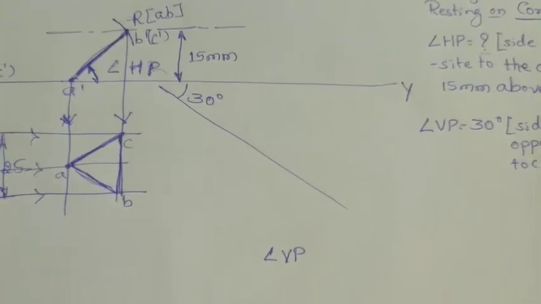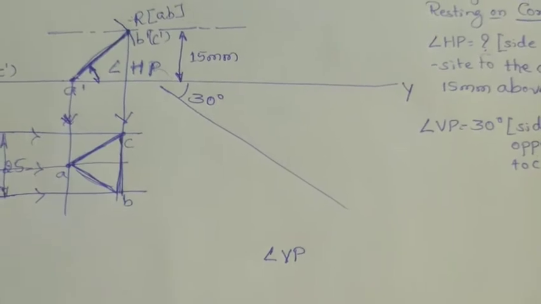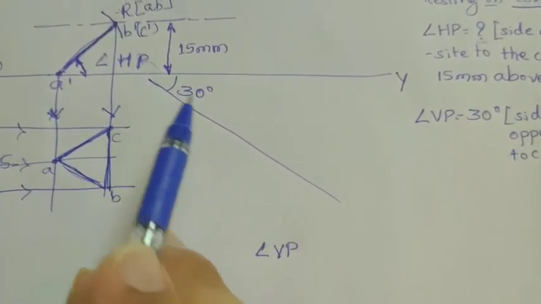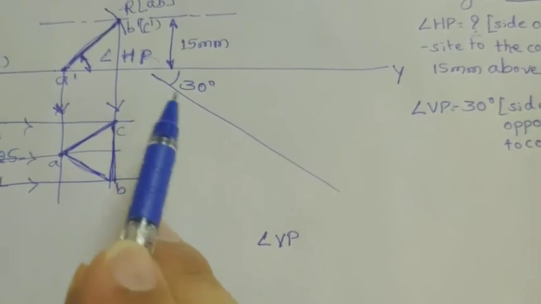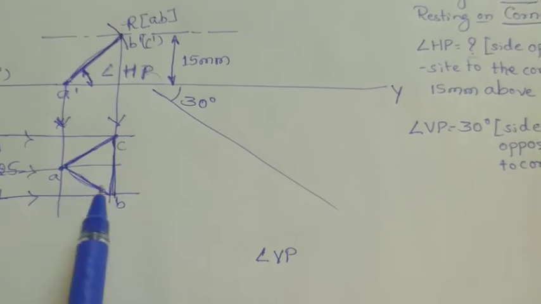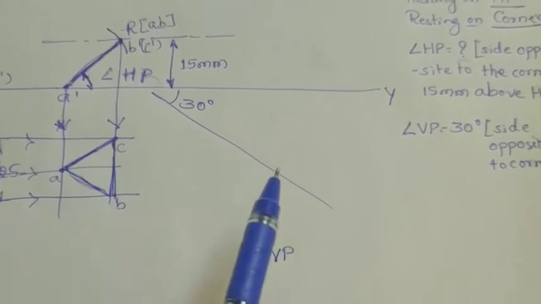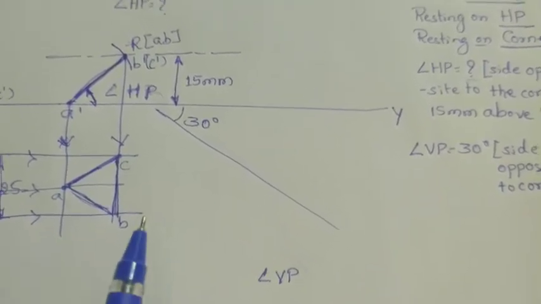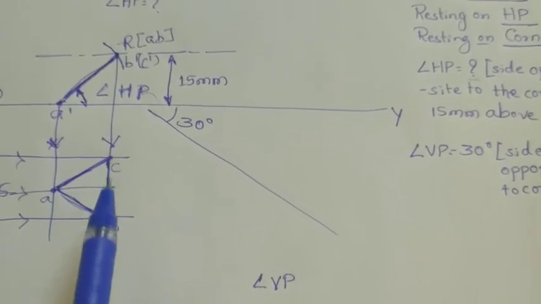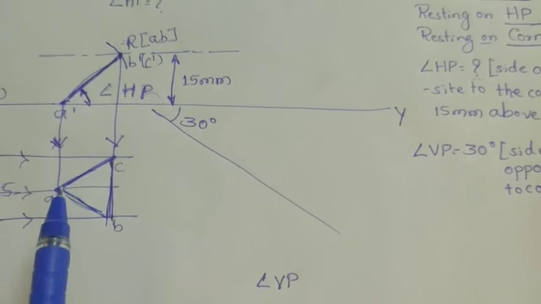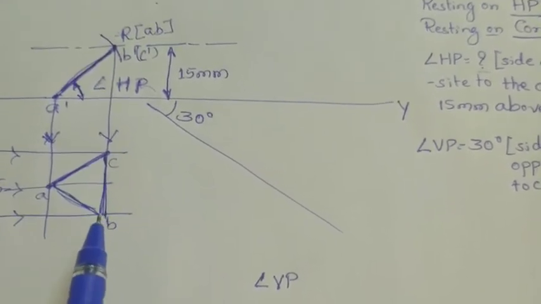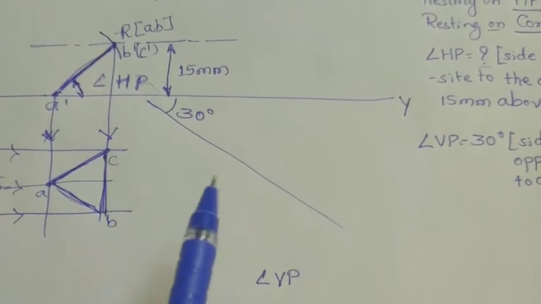Now in the fifth diagram, the angle with respect to VP is given, which is nothing but 30 degree, and we should draw a 30 degree line first. Then once it is done, then we are going to place this fourth diagram over this 30 degree line. What is having 30 degree inclination? The side opposite to the resting corner, which is point A, the side opposite to the resting corner is BC line, that is having 30 degree inclination.